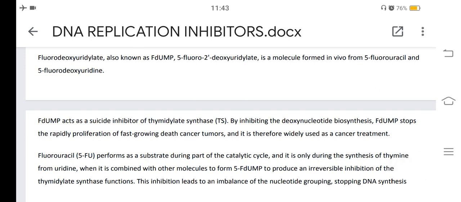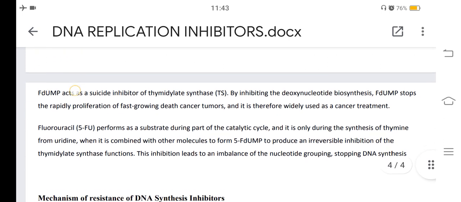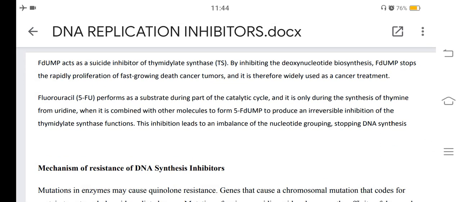Fluorodeoxyuridylate, also known as FdUMP, 5-fluoro-2-deoxyuridylate, is a molecule formed in vivo from 5-fluorouracil and 5-fluorodeoxyuridine. FdUMP acts as a suicide inhibitor of thymidylate synthetase by inhibiting deoxynucleotide biosynthesis. FdUMP stops the rapid proliferation of fast-growing cancer tumors, and it is therefore widely used as a cancer treatment.